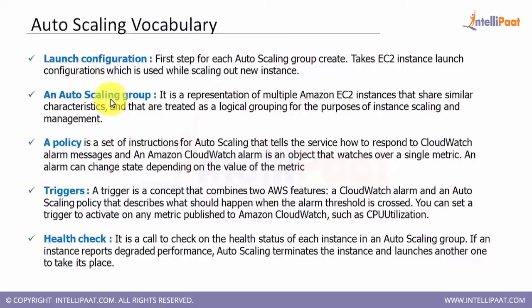You also have a policy. In a policy you define, based on the response from CloudWatch, what action auto scaling should take, whether it should scale up or scale down. A trigger is nothing but what you receive from CloudWatch. When you receive an alarm from there, it is part of a CloudWatch alarm and auto scaling policy. So as soon as the alarm crosses the threshold, it notifies auto scaling, and the auto scaling policy would execute the action. That whole thing is called a trigger.